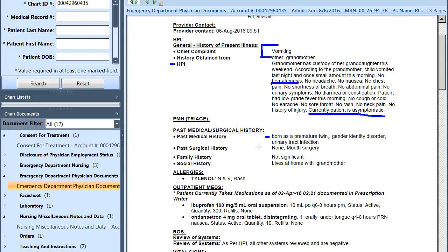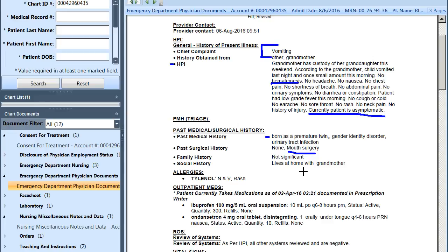This may not be contributory towards our vomiting today. However, if we go a little further into the record and determine what the provider reviewed and any test that he's given that comes back positive, then we can probably include this diagnosis. Okay, so her past surgical history. She's had mouth surgery. And then family history is not significant, and her social history is that she lives home with her grandmother.